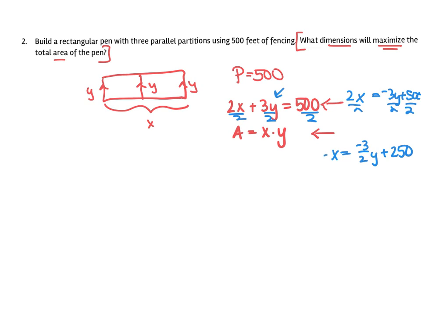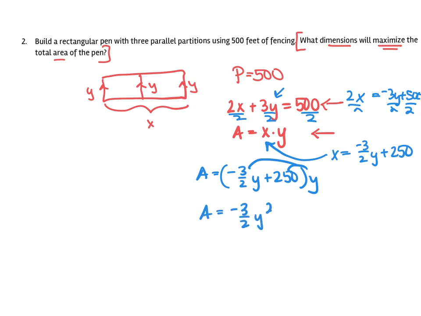I'm now going to use this equation, and I'm going to replace that x. So now I have the area being equal to negative 3/2 y plus 250, and all that times y. Of course, I want to distribute to simplify. So what I have for the area is negative 3/2 y squared plus 250y. Now, this is the equation that I'm going to use. I'm trying to maximize something. To maximize or minimize, we want to find the derivative, set it equal to 0 because that's a turning point, and then determine through the second derivative if it's a maximum or a minimum.